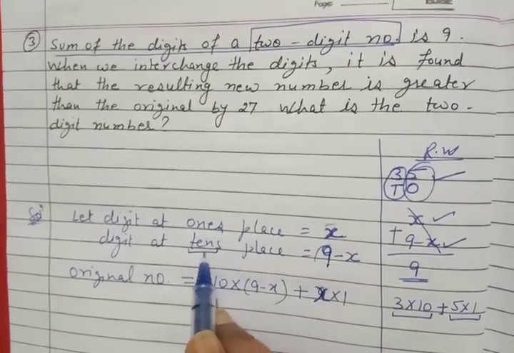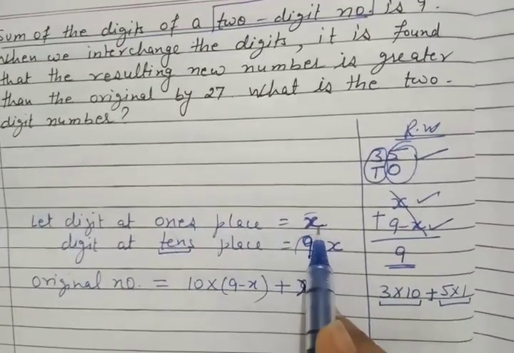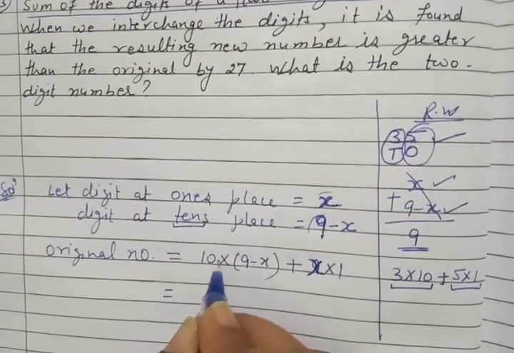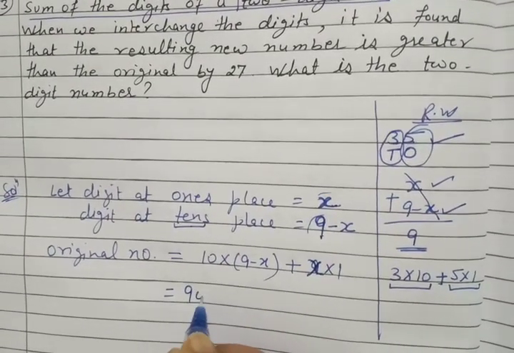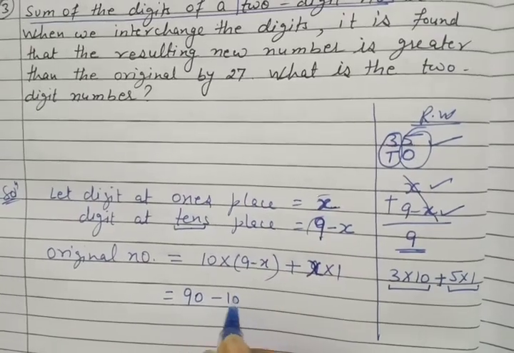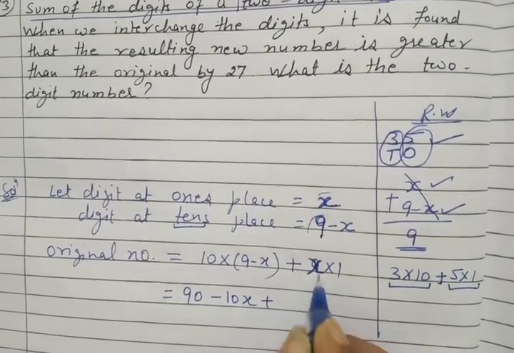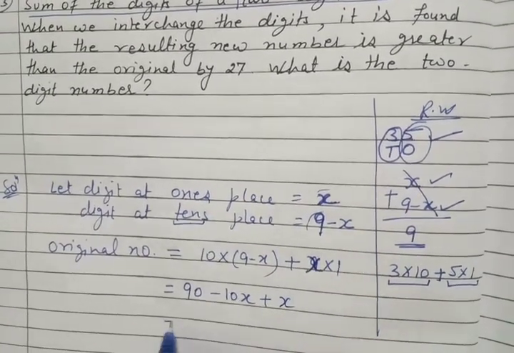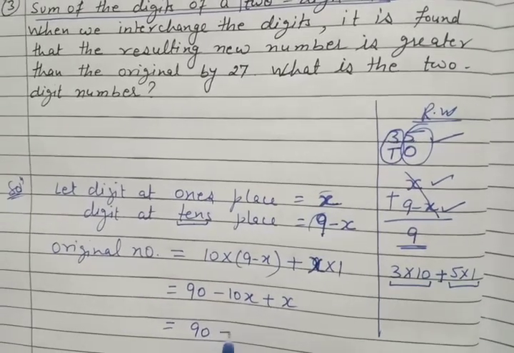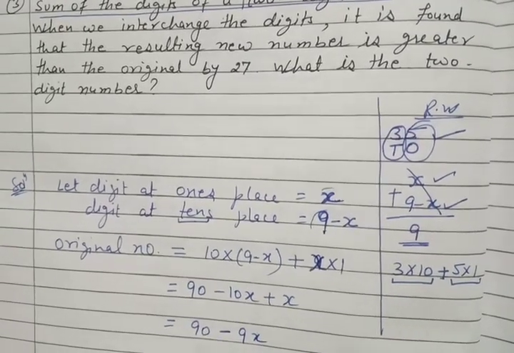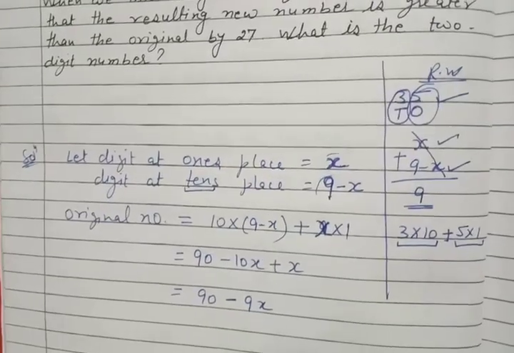Tens place means multiply by 10. Ones place means multiply by x. Open this bracket. 10 nines are 90 minus 10x plus x, ones are x. Final is 90 minus 9x. I hope this is clear to you.